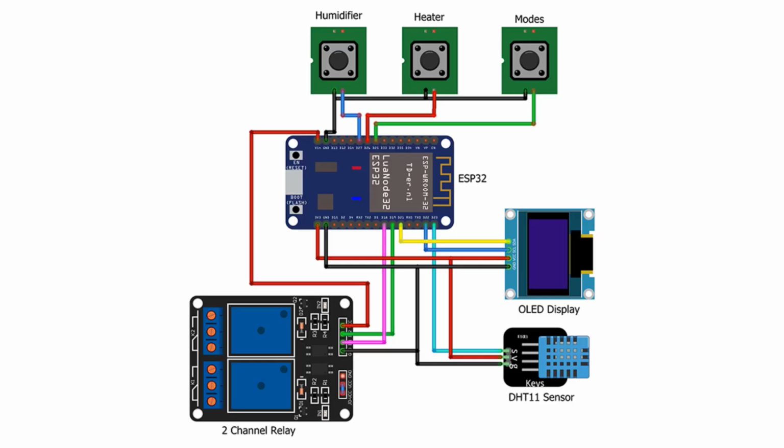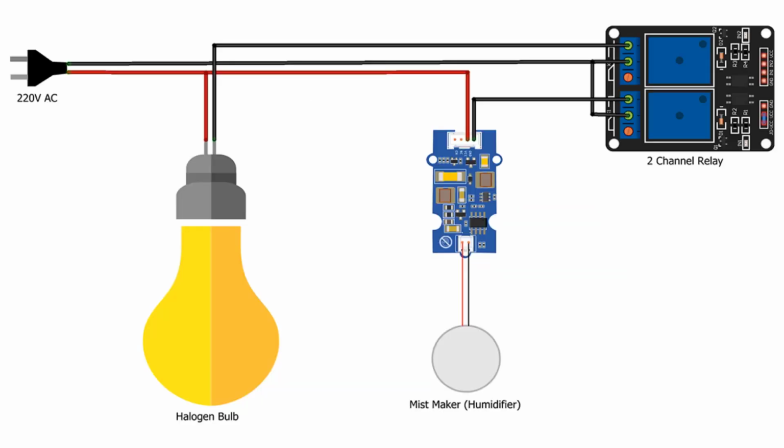Interface buttons to D25, D26 and D27 pins respectively. Connect all GND pins to GND and VCC pins to the 3.3 volt pin of the ESP32 Wi-Fi module. Now we have set up our hardware.